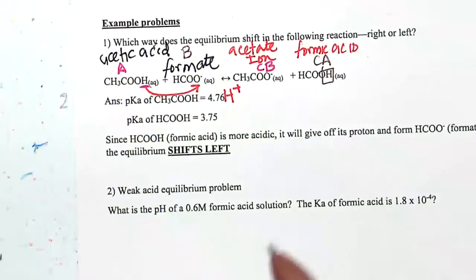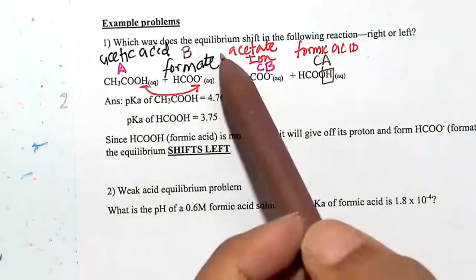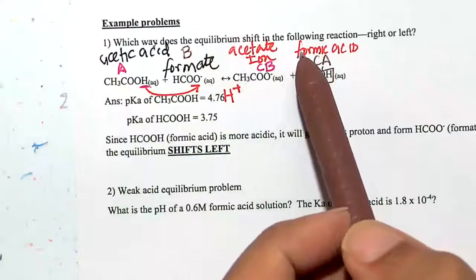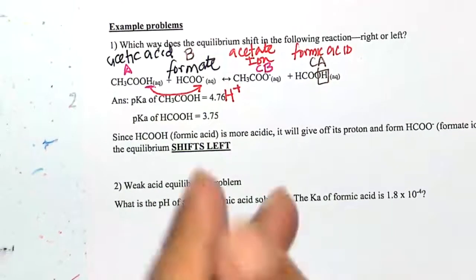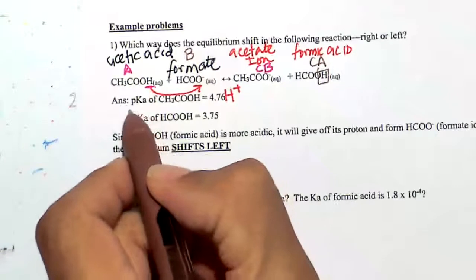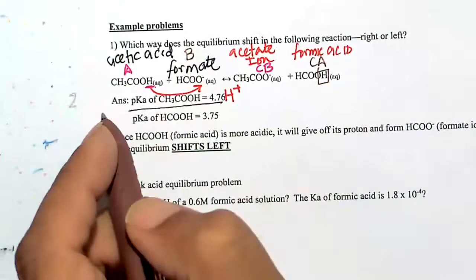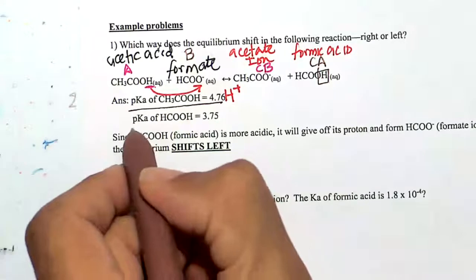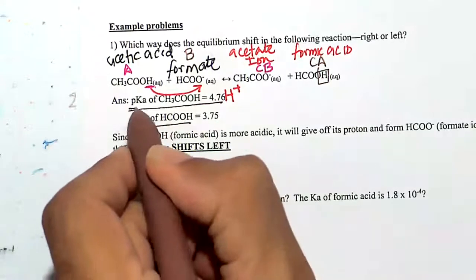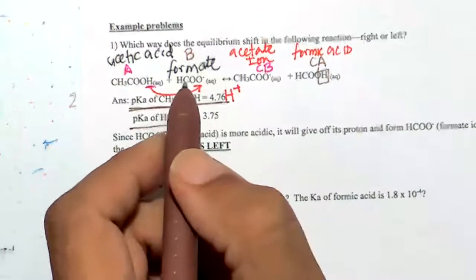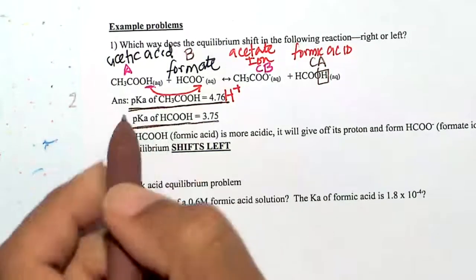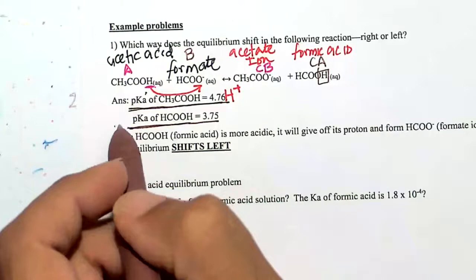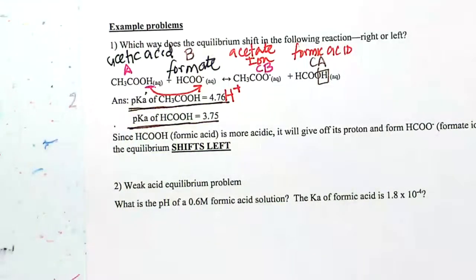So the question in this problem here is, which way does the equilibrium shift, right or left, in the following reaction? And what do they tell us? They tell us the pKa of acetic acid is 4.76. And the pKa of formic acid, this is acetic acid, this is formic acid, is 3.75.